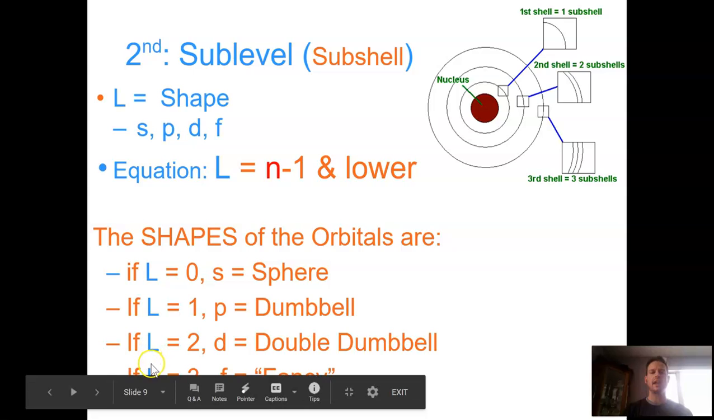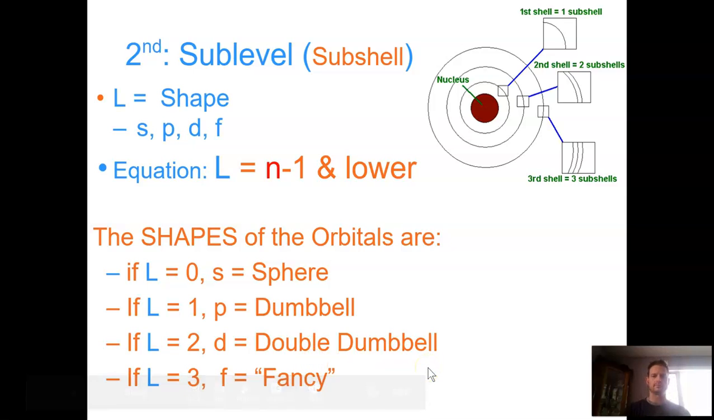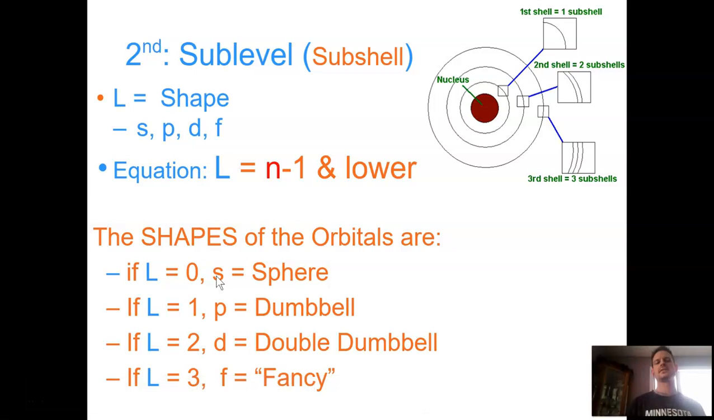And then if I have a 3, I would have an f, or what I like to call a fancy. That's not really the real term, but we don't use them that much, and because it's an f, we'll just call it a fancy, and that'll be fine. So basically, here are Schrodinger's numbers: 0, 1, 2, 3, and here are the shapes that we give them, s, p, d, and f, which we can find on the periodic table. So it's not really us memorizing these numbers. We know where these are already, but Schrodinger liked to use numbers, which does make it a little bit easier in the long run.